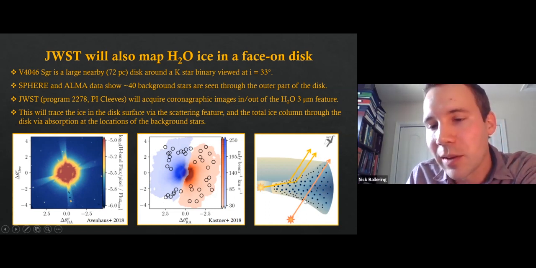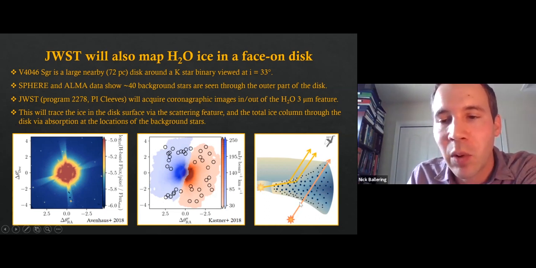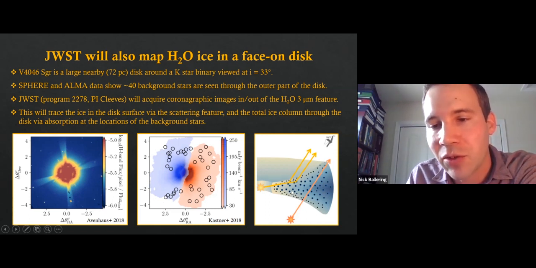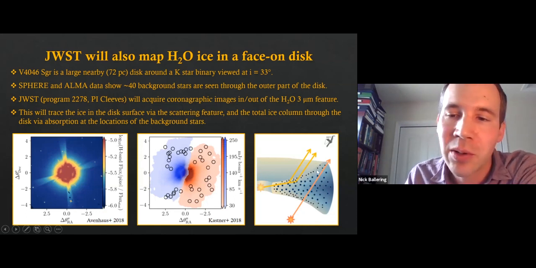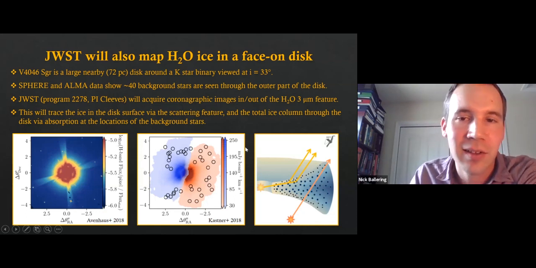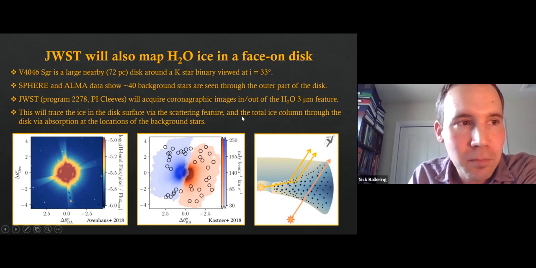And so the absorption would actually probe the entire column density of water ice through the disk. So you'd try to get both the entire profile, the entire column, as well as just ice closer to the surface, and try to get a much better sense of both the vertical and radial distribution of ice in this disk. So we're very much looking forward to those data.